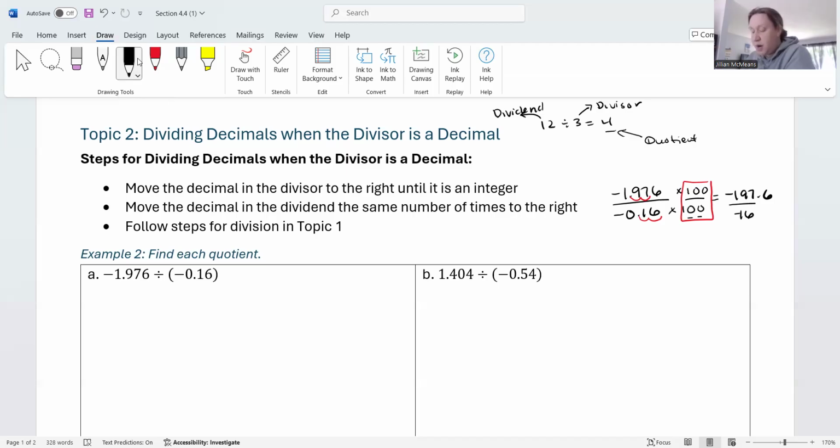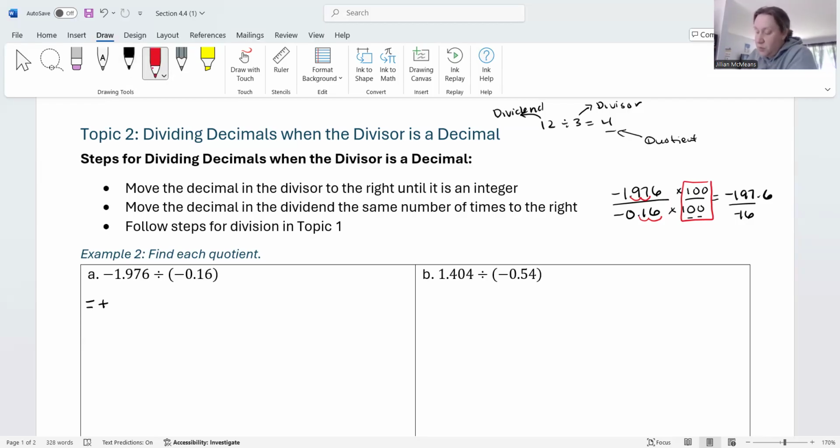Okay, so for part A, let's first just deal with our signs. So negative divided by negative is always going to be positive. So I'm going to go ahead and set a place for my final answer. And we don't generally write the positive with positive answers, but I'm going to put that positive there as a reminder to us that our final answer is going to certainly be positive. And then we're just going to set up for long division, okay?